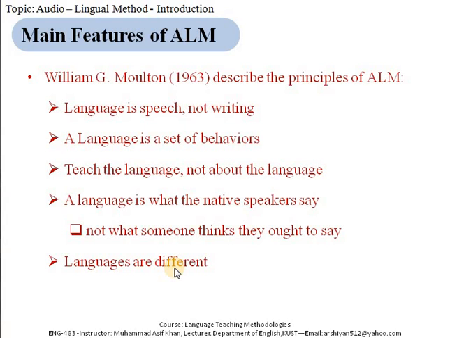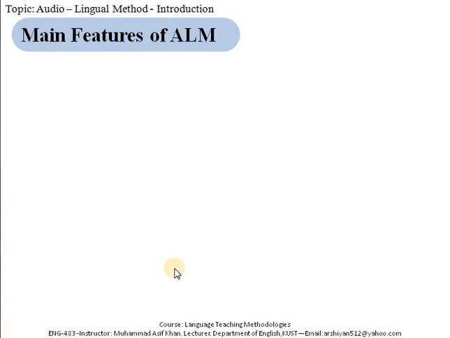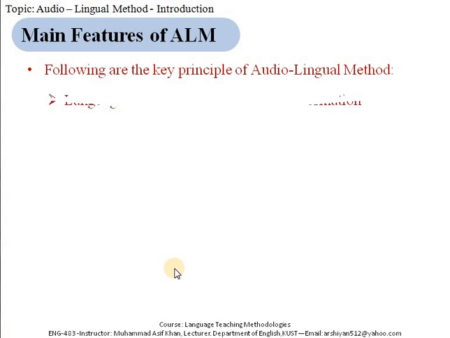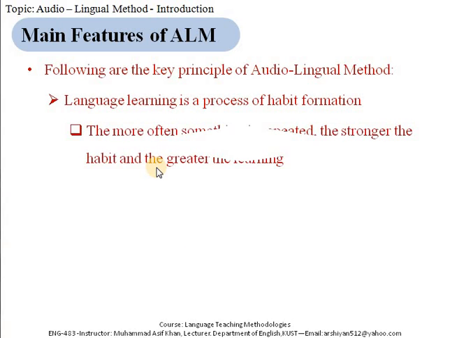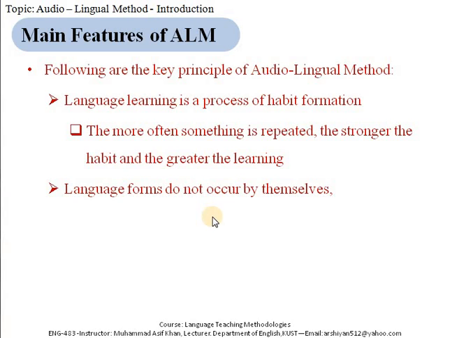So some other principles of the audiolingual method are that language learning is basically a process of habit formation, and we see that the more often something is repeated, the stronger the habit and the greater the learning. If you are repeating that very thing, we will have a stronger habit formation, and then there will be great learning. If we are forming habit, then there is learning. So language forms do not occur by themselves. They occur most naturally within the context. If you want to learn the forms, contextual background is very important.